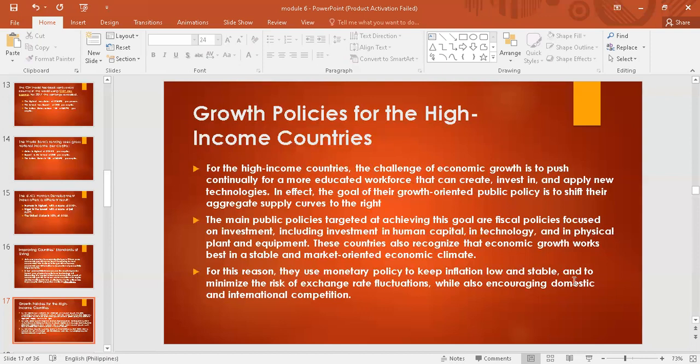So dito, kapag meron tayong mga polisiya katulad ng expansionary fiscal policy, binabaan natin yung interest rates, o kaya pag contractionary monetary policy katulad ng... meron tayong mga expansionary policies sa Philippines.